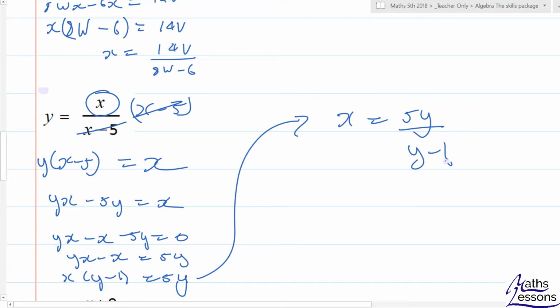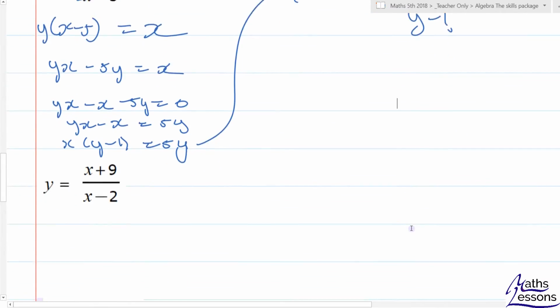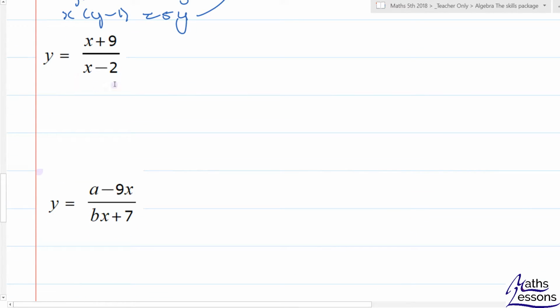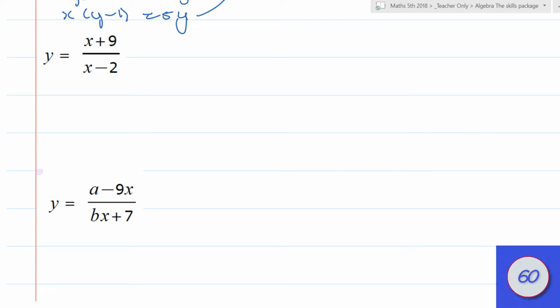Okay, there we go. So let's just try one more of those and then we're going to move on to another topic. So just do this one, we won't do the second one. I'm going to give you just 60 seconds. Have a go at the top one.